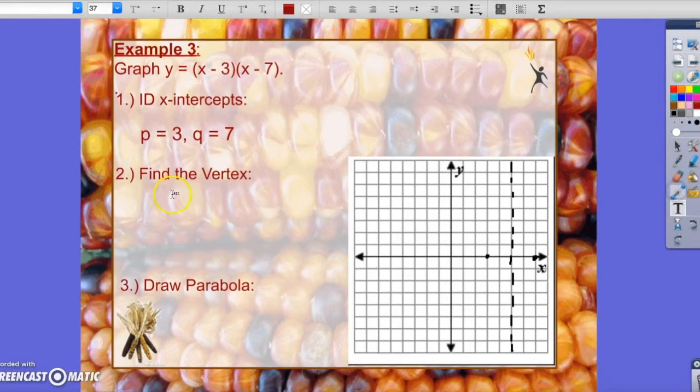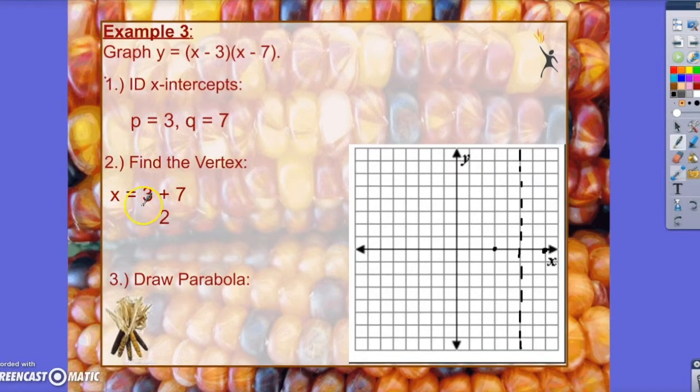Now to find your x, we said it's x equals, we add P plus Q up. It's an average, right? Because it's halfway between it. Over 2. Put a little division sign here. We get 10 over 2, which is 5. So my x is 5.